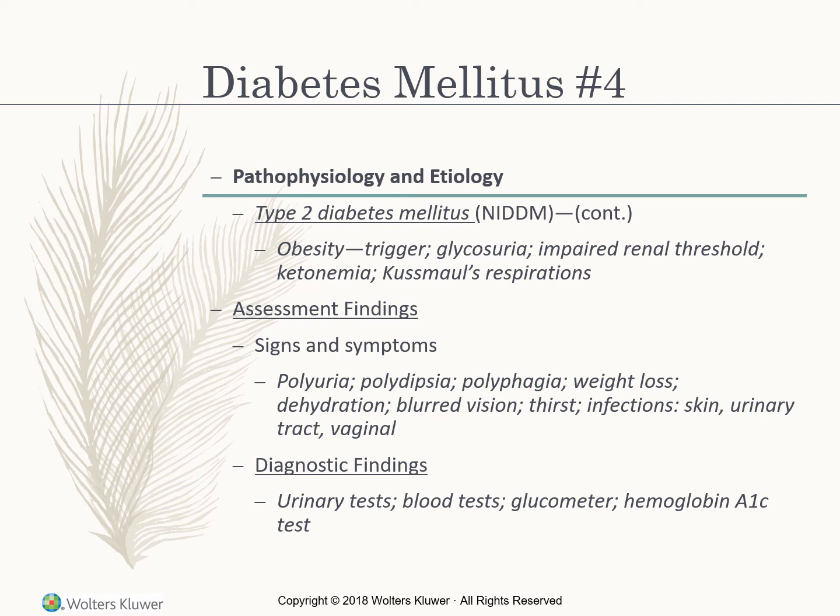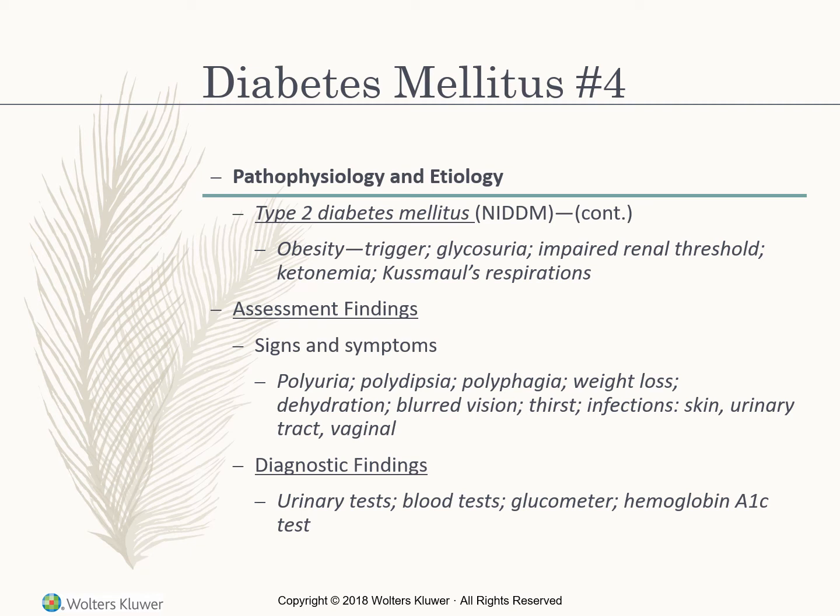So in addition, people with diabetes mellitus are at an increased risk for vascular disorders such as atherosclerosis, cerebrovascular accidents, myocardial infarction, peripheral vascular disease with the decreased ability to heal, renal failure, blindness, and neuropathy.